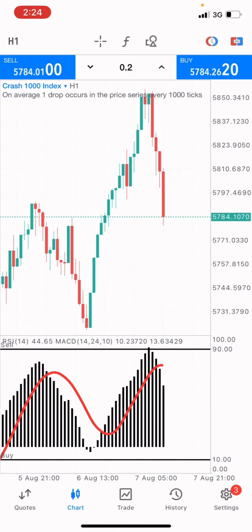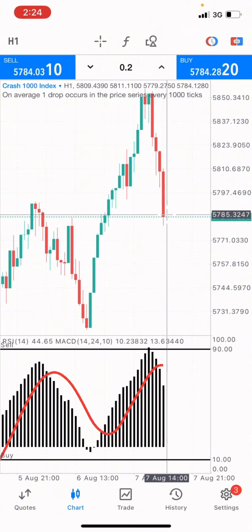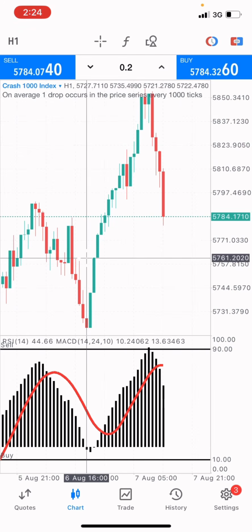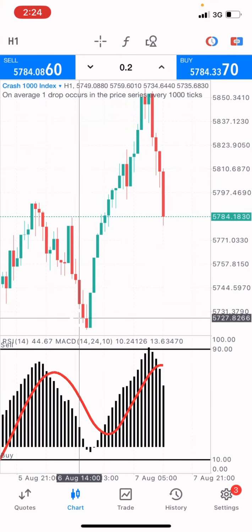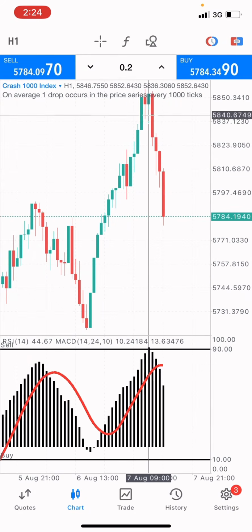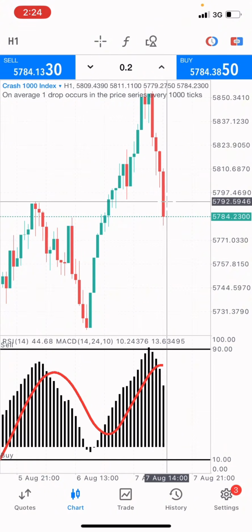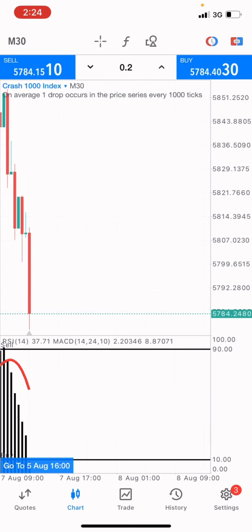On the 1 hour time frame, we can see that the market has sold for a long period of time. So there is a higher chance that the market will buy for a long period of time as well, because if we check the previous history, we can see that the market bought for a long period of time, then it sold a little bit, then it bought again, and now it has sold. Now the next step is for the market to buy, because the market has sold for a long period of time. So we're going to confirm this on the 30 minute time frame as well.